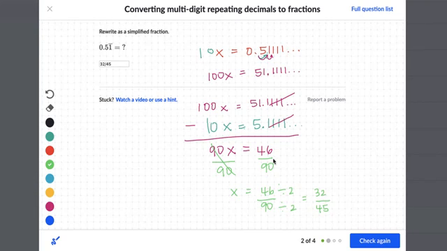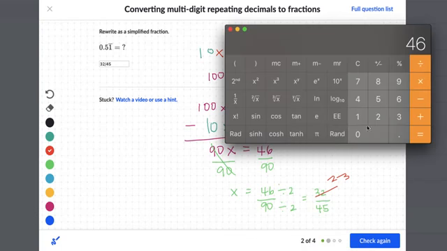46 divided by 90. Did I divide these correctly? 32. Oh, that's what it was. Oof, that was a silly mistake. I hope you caught it at home. 46 divided by 2 is not 32. That's what happens when I don't use a calculator. It's 23. I flipped the numbers. Now let's see if that works. 23 divided by 45. Oh my gosh, what a silly mistake.